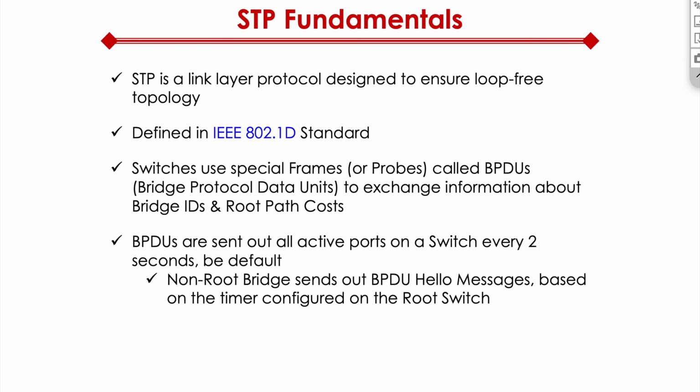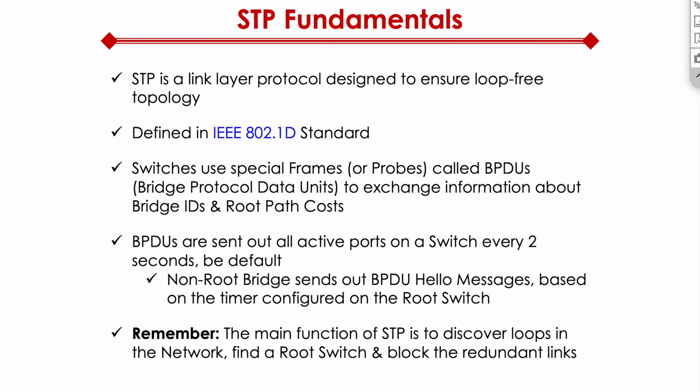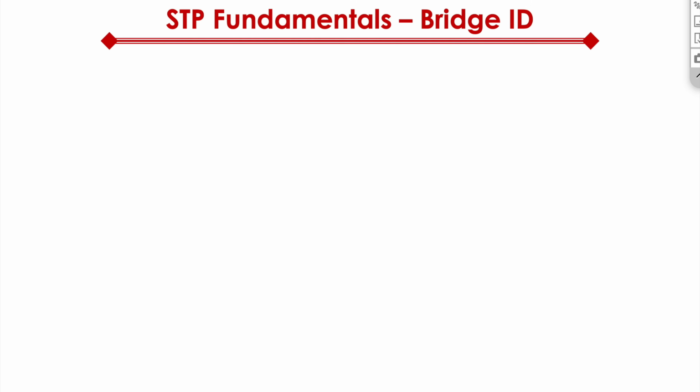So let's say if on the root switch you change the timer to a non-default value, the non-root bridges will adhere to that non-default value. And remember, the main function of STP is to do what? To discover loops in the network and find the most efficient way back to the root and block the redundant links. Now let's talk about bridge ID.